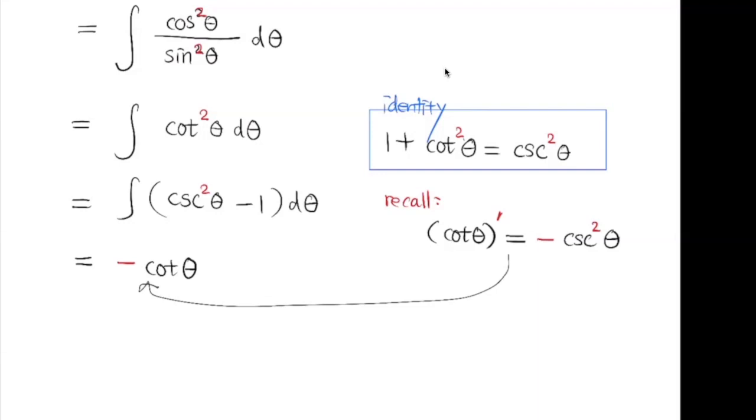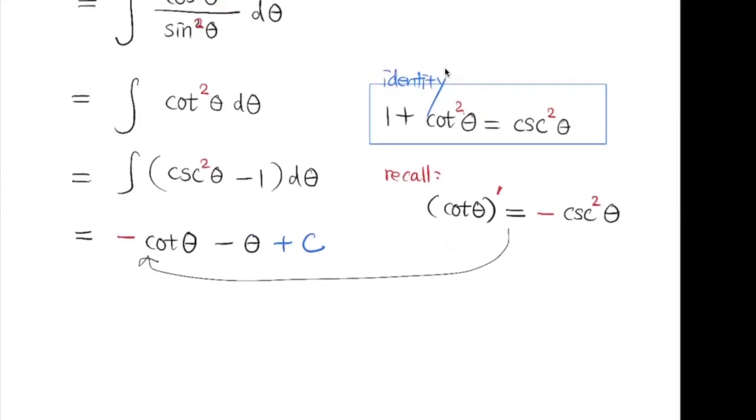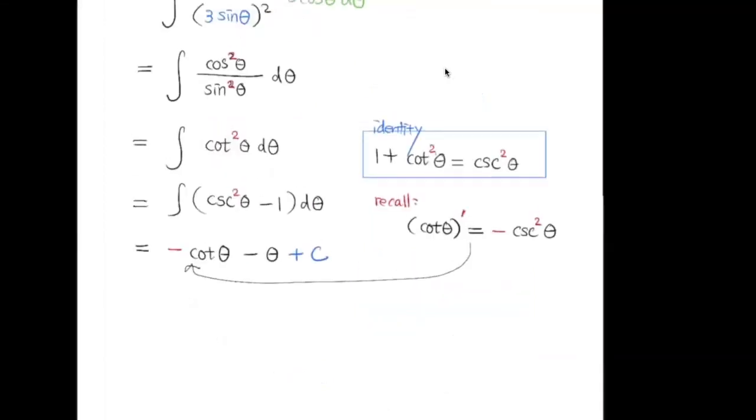Negative data. Okay, so that's negative data. Don't forget to add the constant, so press C. Now finally, we're not done because remember that was an integral with respect to what? With respect to x, right? So we want to finally return back to x.